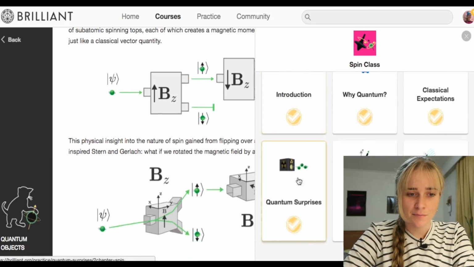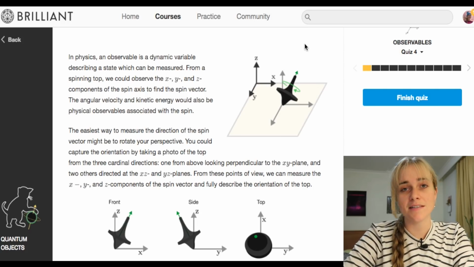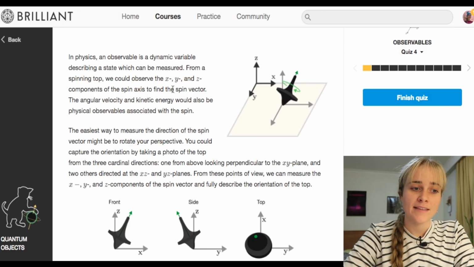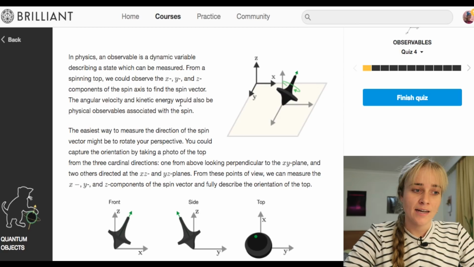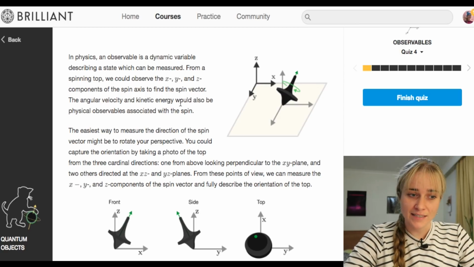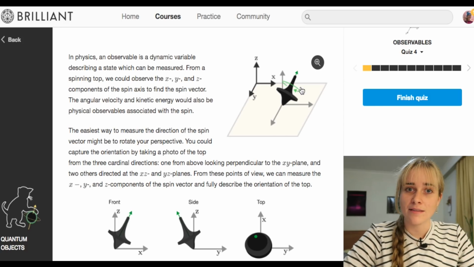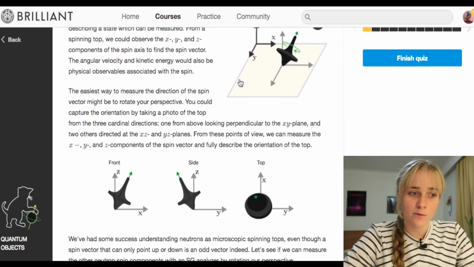All right, let's move on to the next chapter, which is Observables. This chapter is starting off by talking about a spinning top. So this is just a classical spinning top, like a toy. And they're saying that we could observe the X, Y, and Z components of its spin axis, so that's just what angle it's on, I guess, in three-dimensional space, to find its spin vector. You could also have angular velocity and kinetic energy as physical observables associated with this spin. These are things we could figure out about the classical spinning top toy.